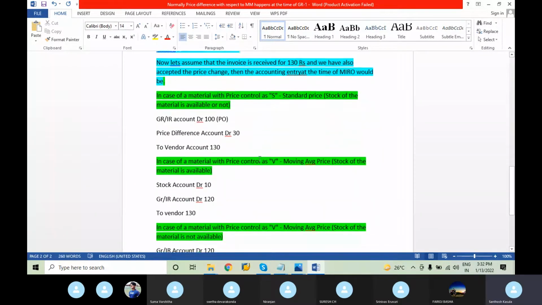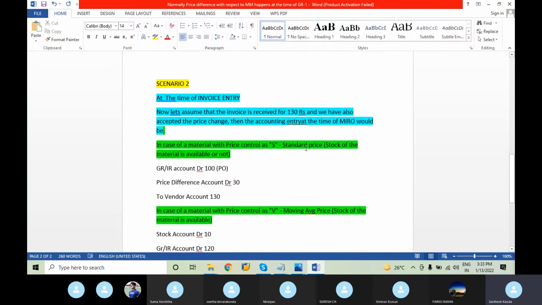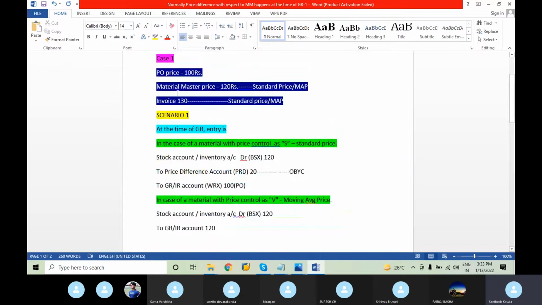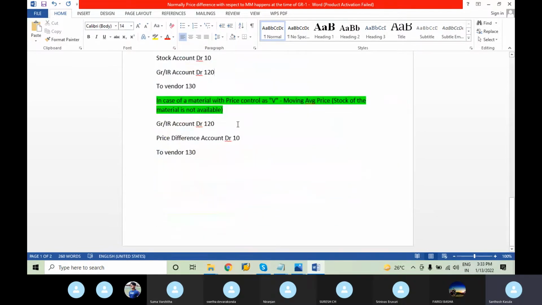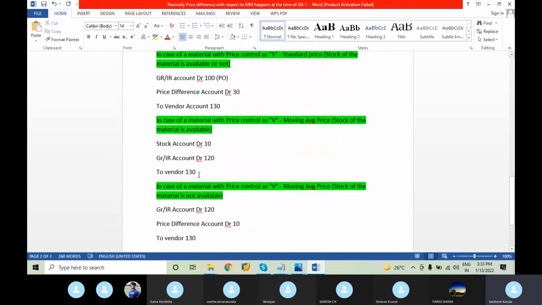In standard, suppose in case of V, that is moving average price, here we have taken GRIR as 100 according to the PO. But while coming to the moving average price, you can see inventory is 120, but the PO is 100. Why we have taken 120 is that in moving average price, we'll consider only the price of the material master. So it is 120, even for GRIR it is 120. What we have to pay is 130. So the difference is 10 rupees. So that is the entry.